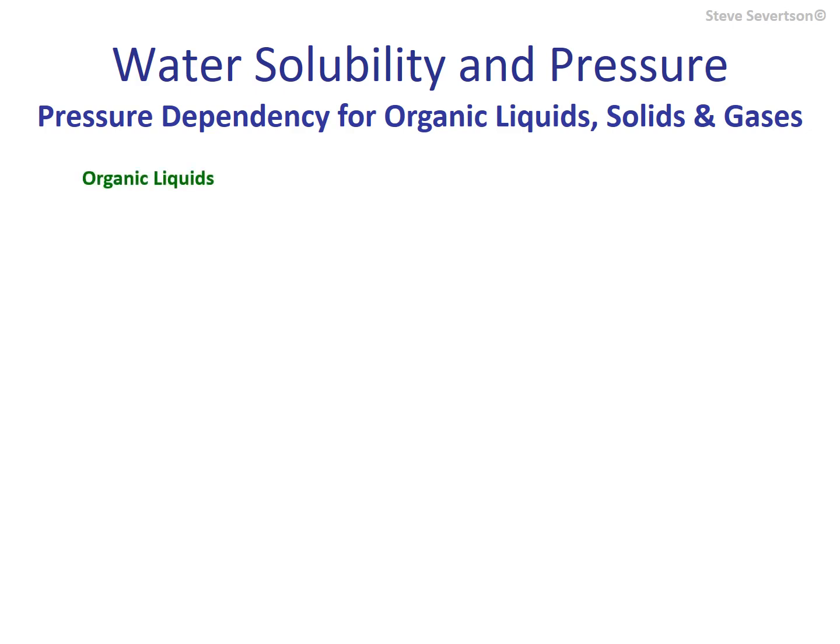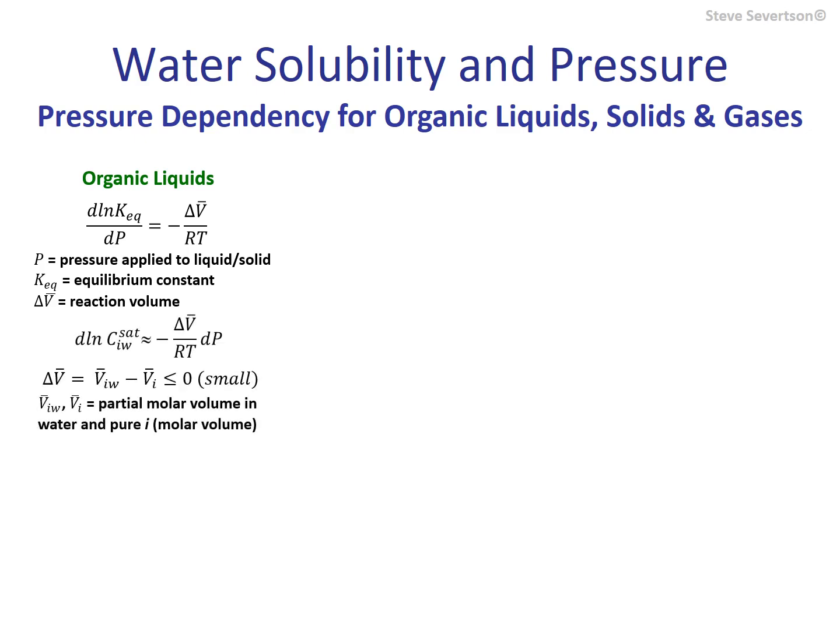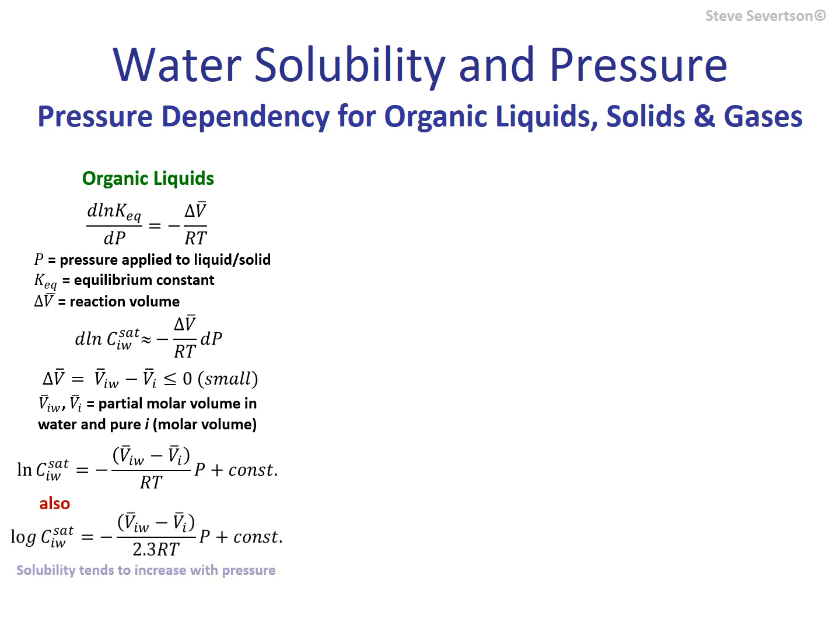The equation shown relates the equilibrium constant for a chemical reaction to absolute temperature through the reaction volume, delta V. For the dissolution process, delta V is the partial molar volume of the liquid solute in water minus that in its nearly pure organic phase, which we will take to be the pure molar volume. A search of published partial molar volumes for organic solutes in water at infinite dilution indicates that this value is typically slightly lower than their molar volumes. From the integrated forms of the equation, this indicates that water solubility increases slightly with pressure.